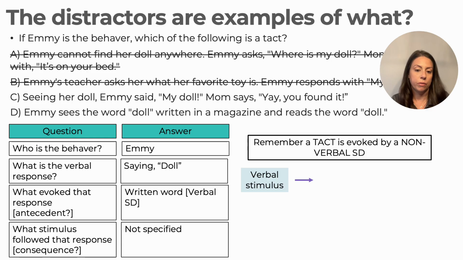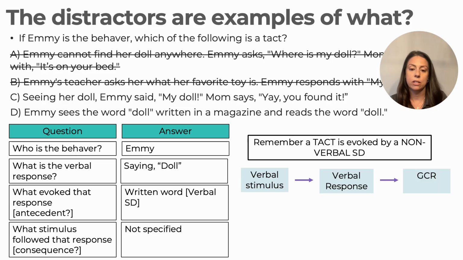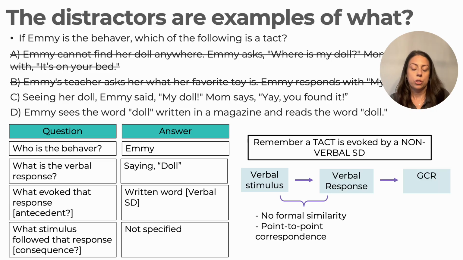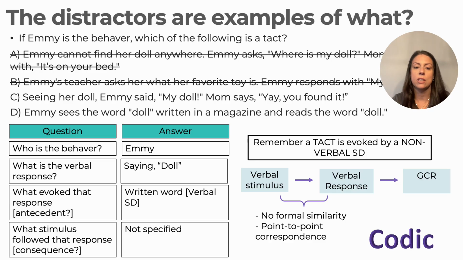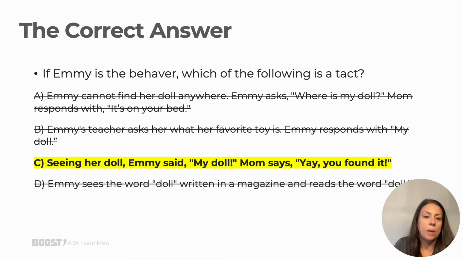Well, the verbal SD here is the written word doll, and the verbal response is her saying doll. So there's no formal similarity between that verbal stimulus and the verbal response, but there is point-to-point correspondence. Written word doll, saying the word doll. So by definition, that makes this a textual, and I can confidently eliminate it. So I'm left with answer choice C as the correct answer.